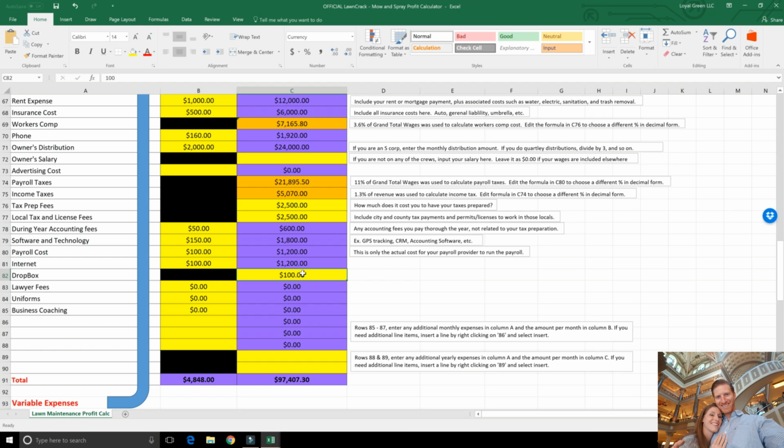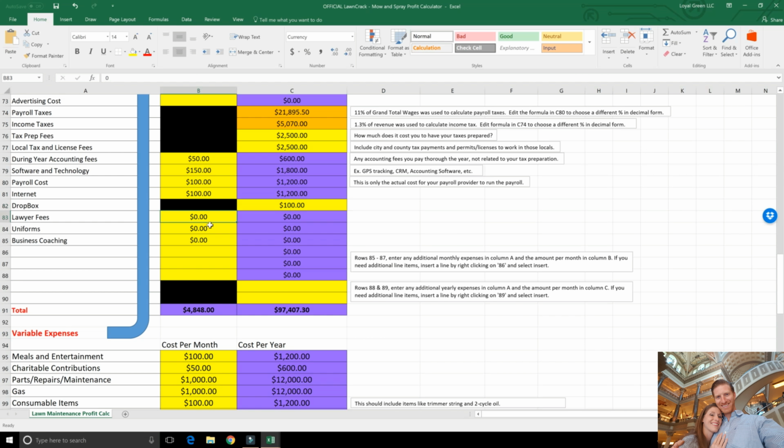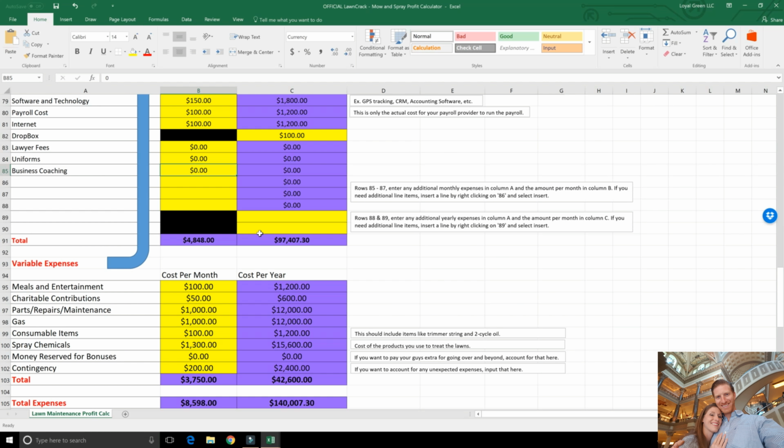Dropbox, I can't run my business without it. It's $100 a year. I used to retain a lawyer. I usually have to buy uniforms, I didn't this year. And I had a business coach for 5 years running my business. I was paying my business coach $250 a month. I got a pretty cheap one, he was just getting started. He's really good, but I don't have that expense anymore. I'm not growing this business anymore, and he doesn't have any expertise in the businesses I'm going into, so I don't have this cost anymore.